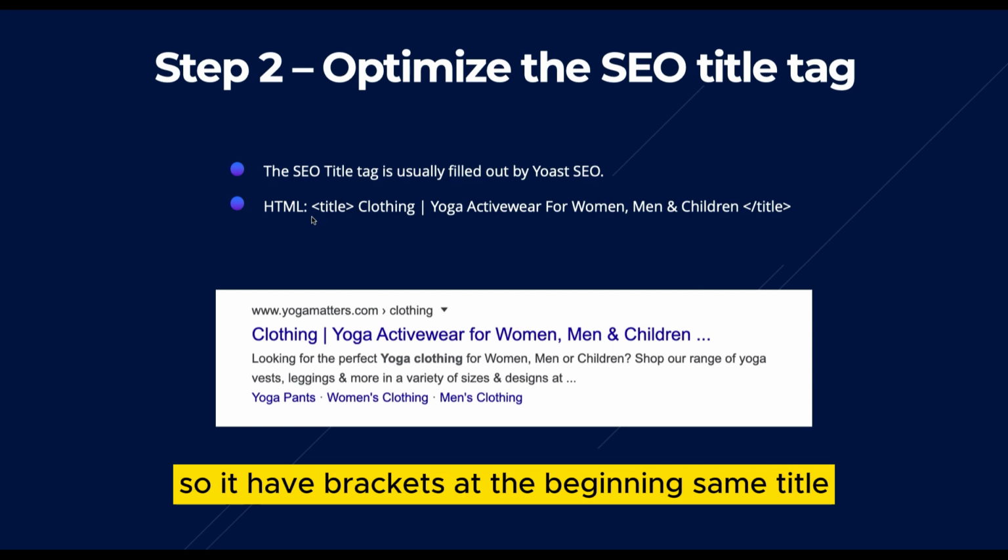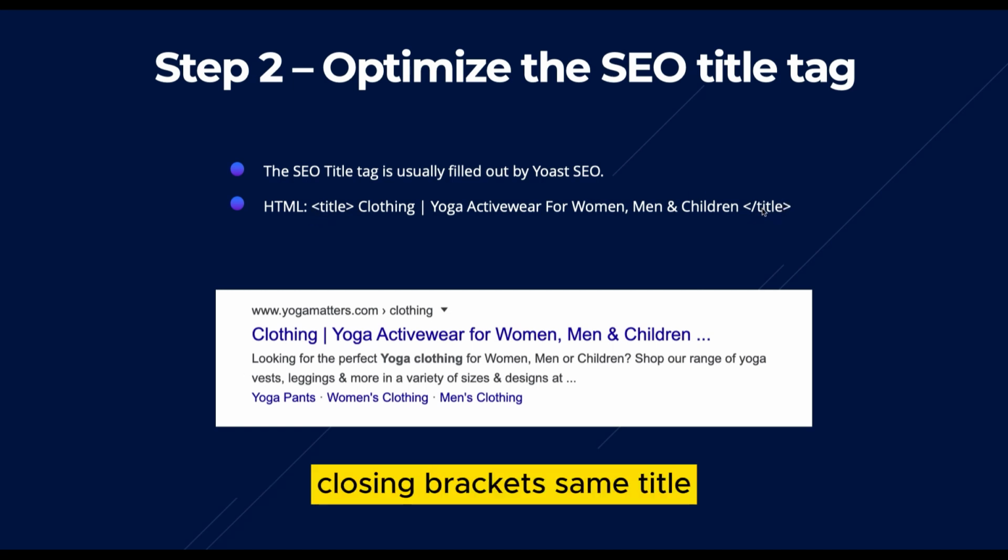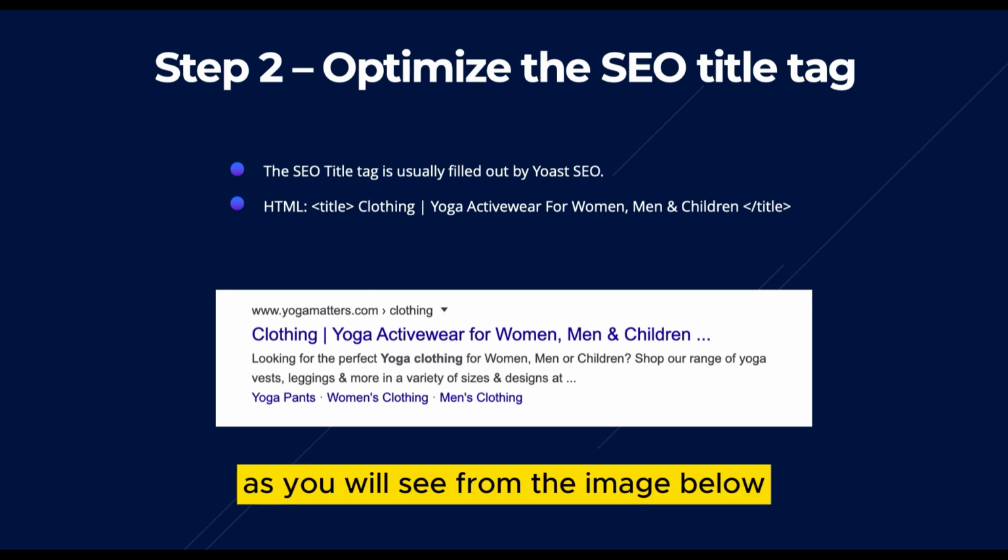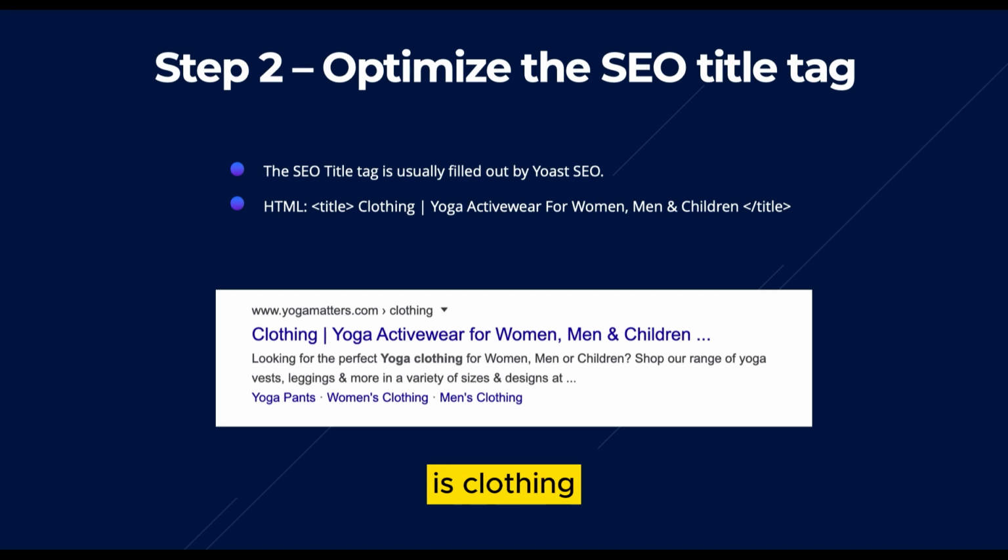So it would have brackets at the beginning saying title, closing brackets saying title, and then within that you would have your main keyword. Try to get your main keyword towards the front of the title tag, as this typically carries more weight and it's a bigger ranking signal. As you will see from the image below, the title tag which the website Yoga Matters is using is: clothing, yoga activewear for women, men and children.